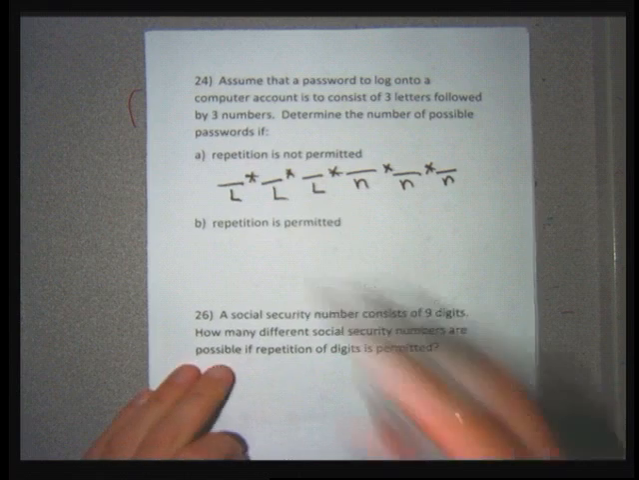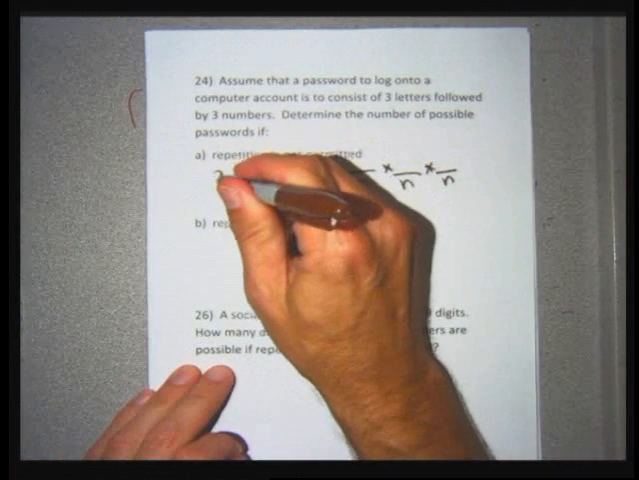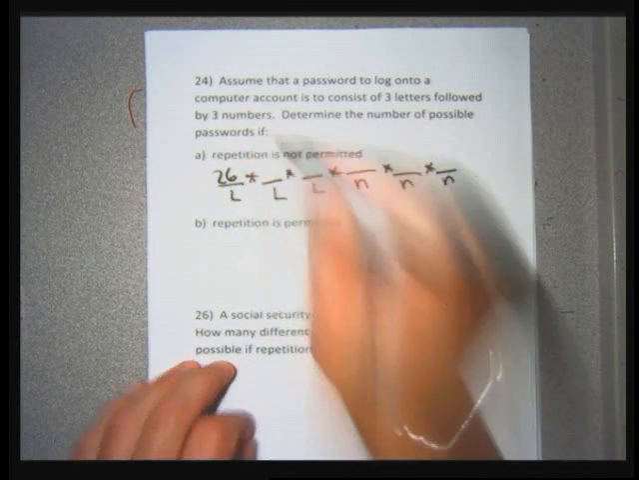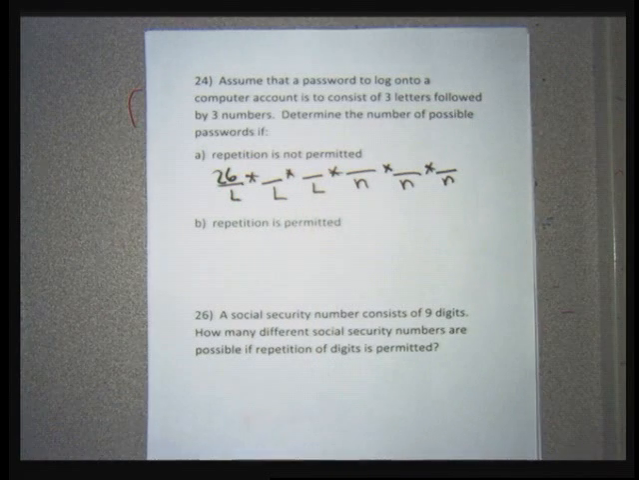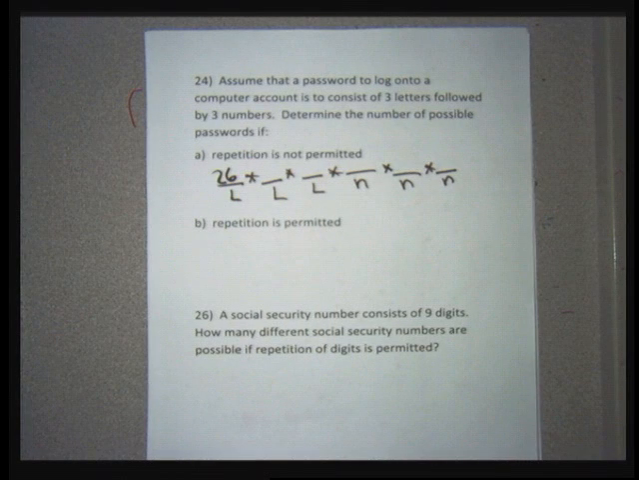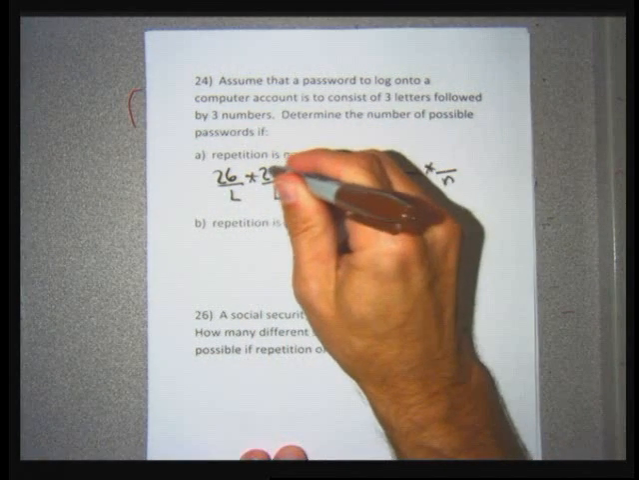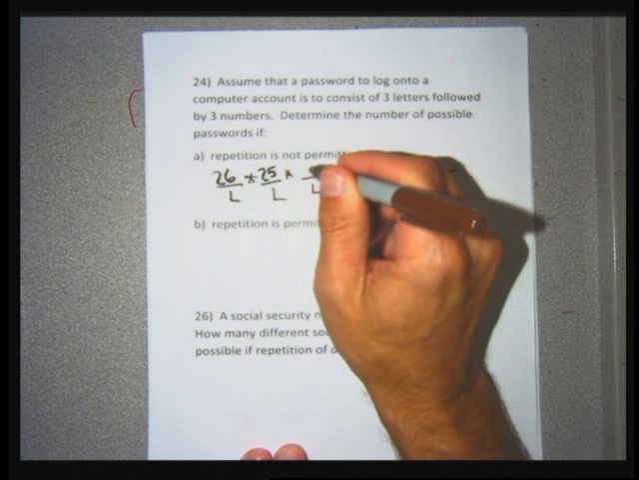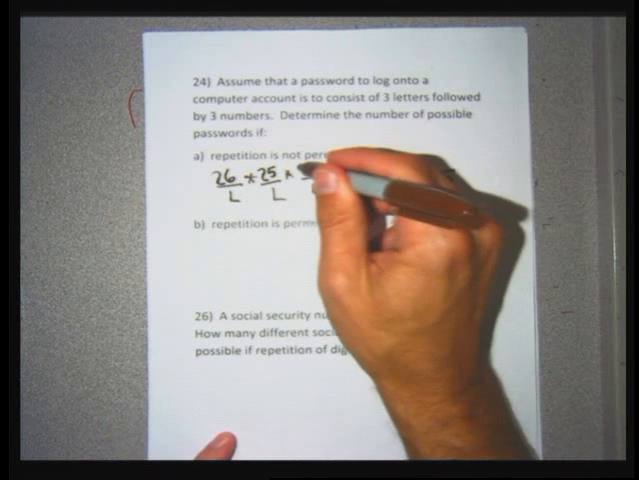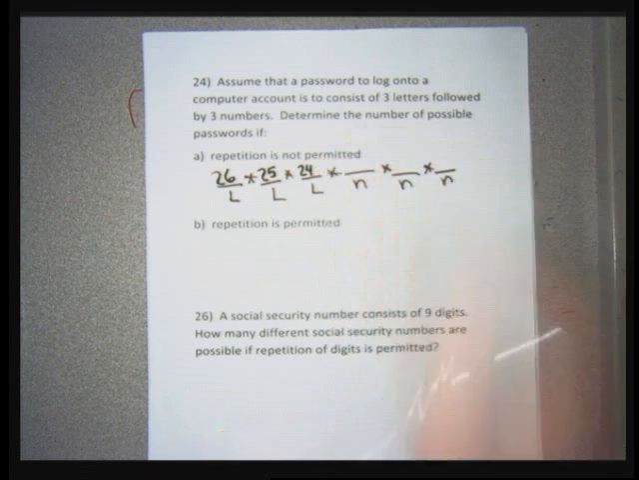If repetition is not permitted, when I go to place my first letter, I can pick any of the 26 letters in the alphabet, but repetition is not permitted. Once I've picked a letter, I can't use it again. So for my second letter, there's only 25 letters to choose from. And then for my third letter, I've already picked 2 letters. There's only 24 letters to choose from.